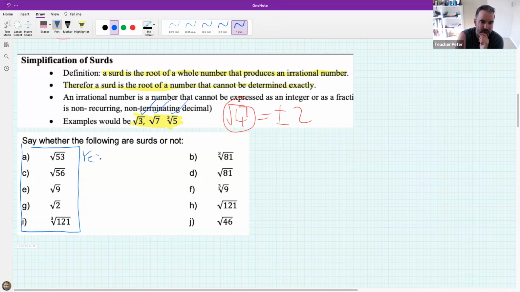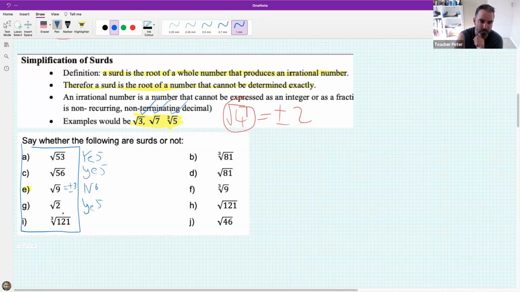This is a surd, because if you put it in your calculator, you'll see it's going to be messy. What about square root 56? Yes. What about E? No, because the square root of 9 is plus or minus 3. What about G? Is that a surd? Yep. You'll see it's messy in your calculator.